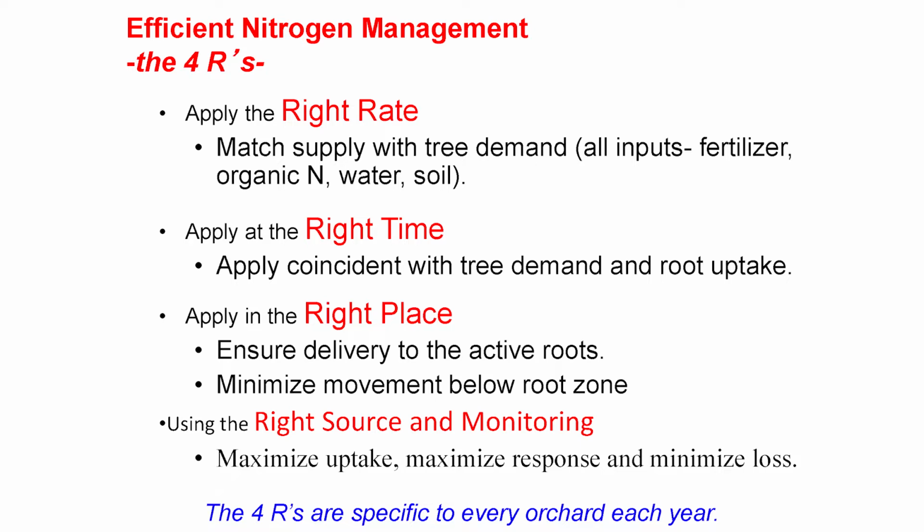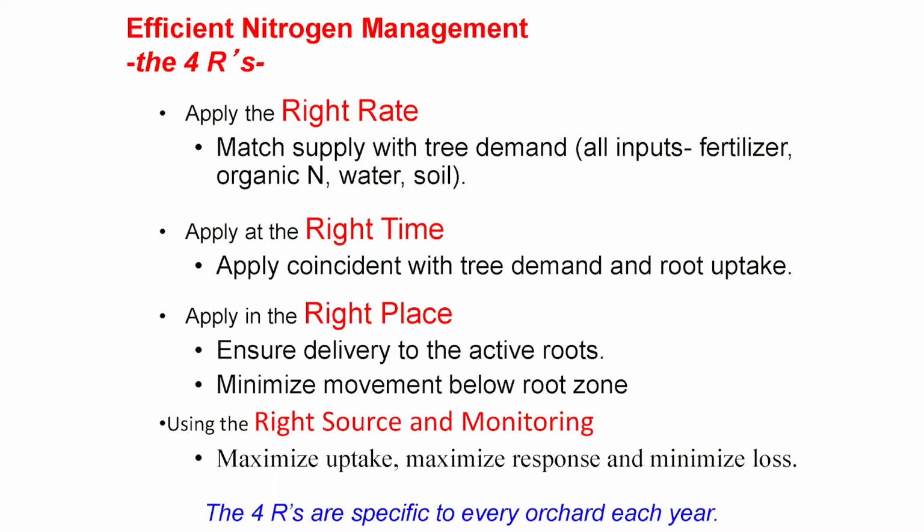Once I know how much, I also need to know when to apply it. So that goes into the right time. I need to apply when the tree needs it. In other words, I have to be careful not to apply when the tree is not going to be able to uptake it. For instance, in winter, we know that the tree is not working, so applications around winter are very risky. They will leach because the tree is not actively uptaking nitrogen. So the first one is the how much, and the second one is the when to apply it.